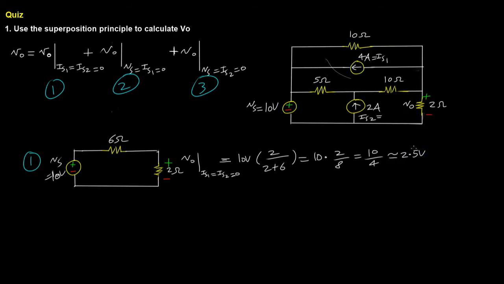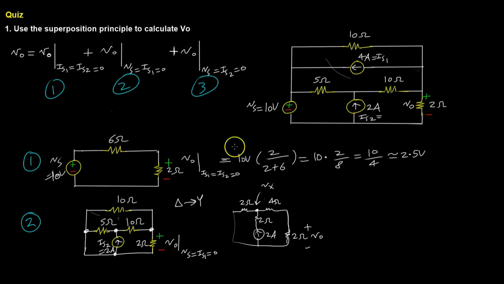So what we just found is the effect of only the voltage source at the output. Now we're going to go ahead and do the simplification for the current sources. So case 2, where we short VS and open IS1. Once you short VS and open IS1, you essentially get the circuit down here.